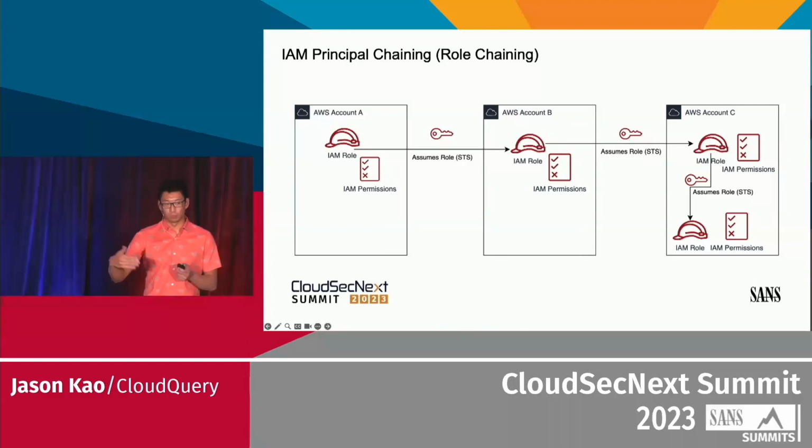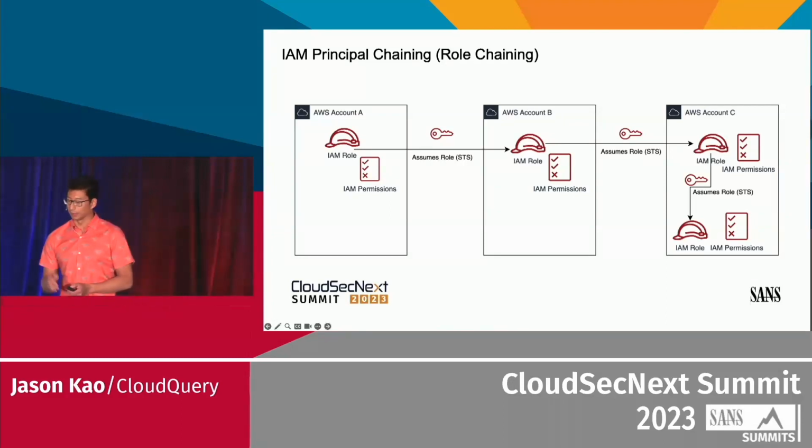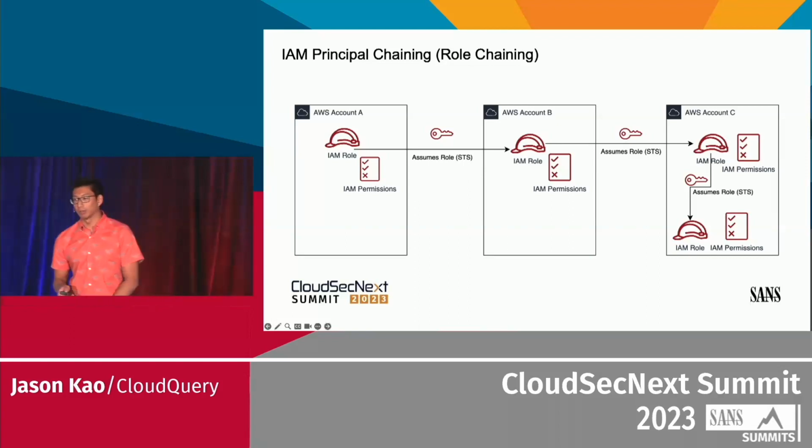So anything more than one hop, you'll see in console as a switch role on the top right corner, I think, if you pull down. But this is only possible in CLI and API, which makes things a little bit more complicated to track.